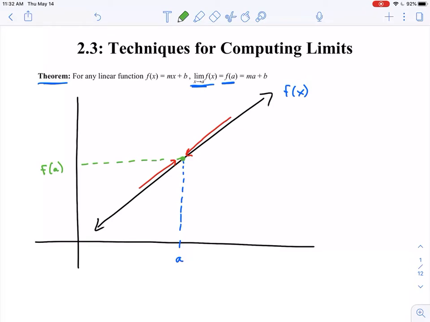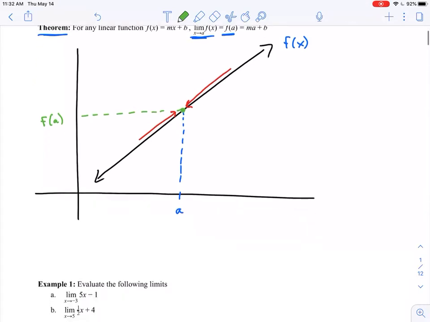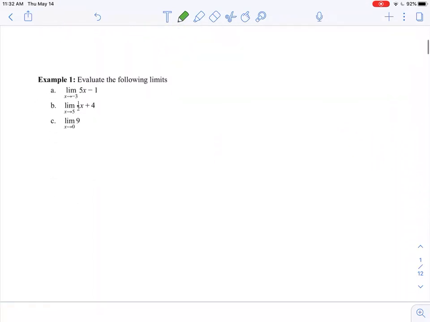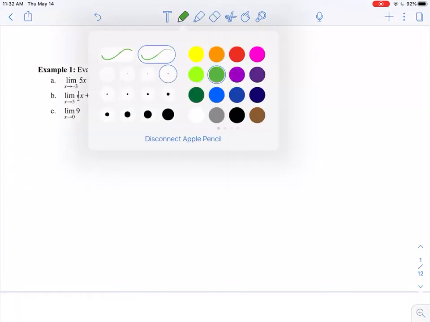So there's really nothing too weird going on with left or right-handed limits. Linear functions, kind of what you see is what you get. There aren't going to be any major surprises. So we're going to use this theorem to evaluate a couple of examples here real quick. We've got some linear functions.